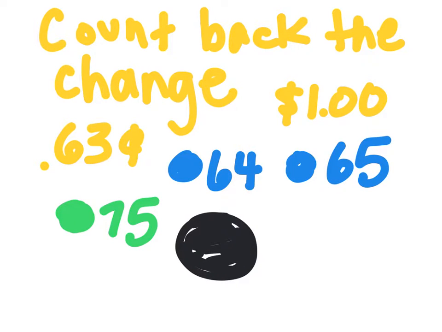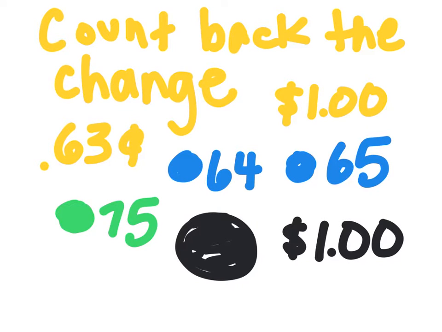And you hand that back, and that makes $1. So in this method, you're starting with what their bill was, the price of the buttons. That was 63 cents, and now you start counting back until you get to the dollar that they gave you. So they owe 63, so you start with the very next number.